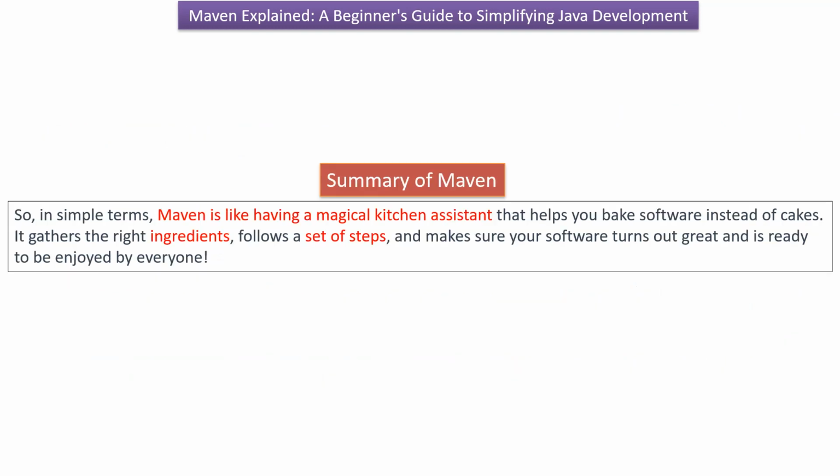In simple terms, Maven is like having a magical kitchen assistant that helps you bake software instead of cakes. Maven gathers the right ingredients, follows a set of steps, and makes sure your software turns out great and is ready to be enjoyed by everyone.